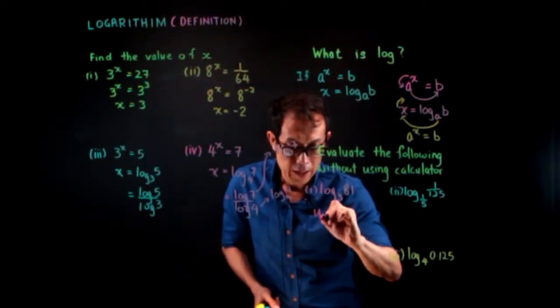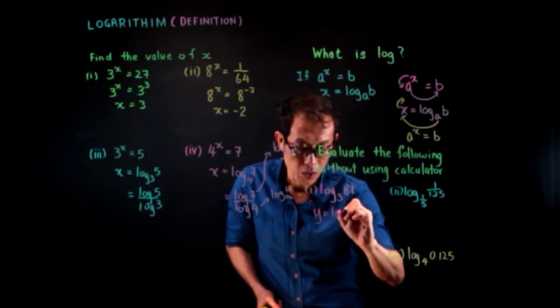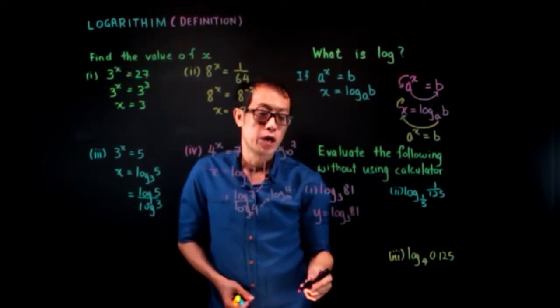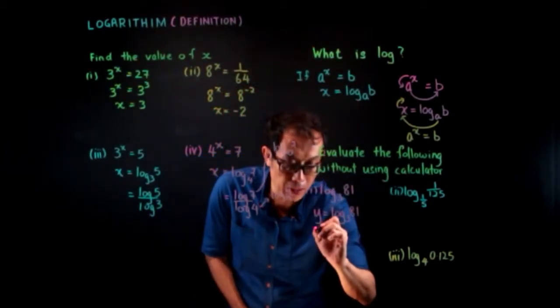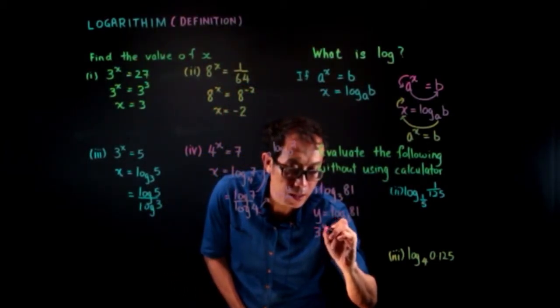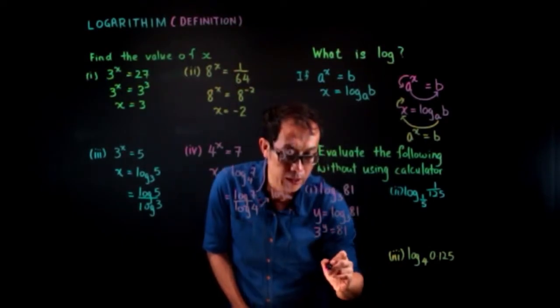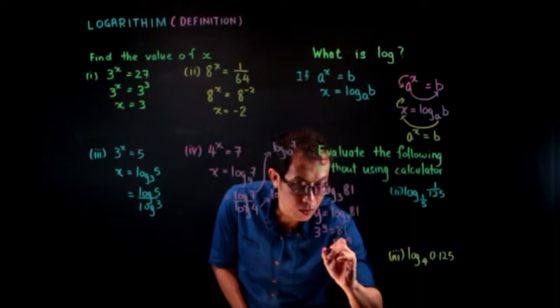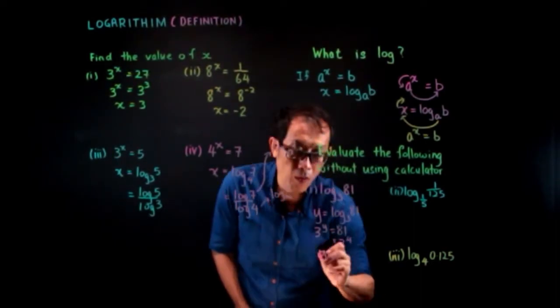Now, y is equal to log 81 to base 3. So you let y be this. So 3 to the power of y will be equal to 81. Now 81 is 3 to the power of 4. Therefore, y is equal to 4.